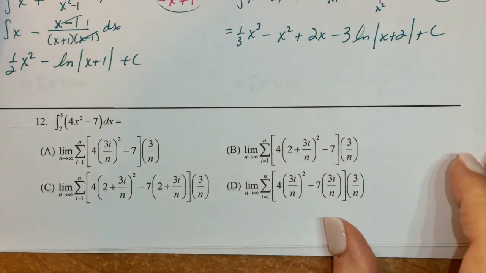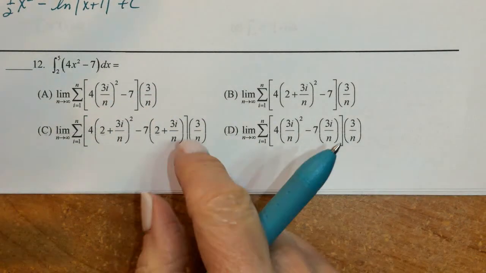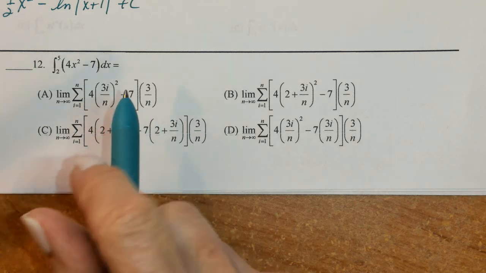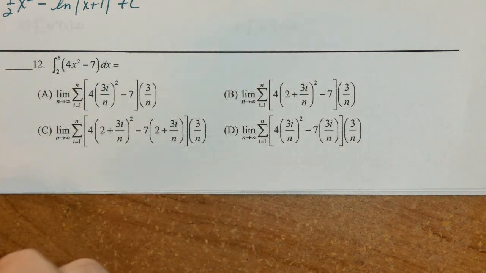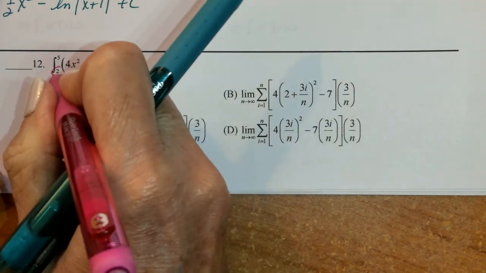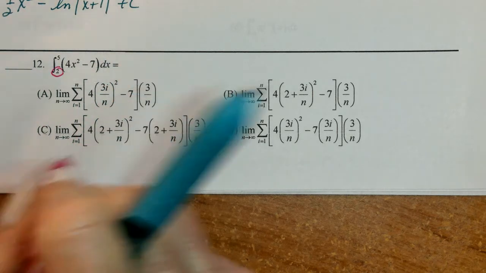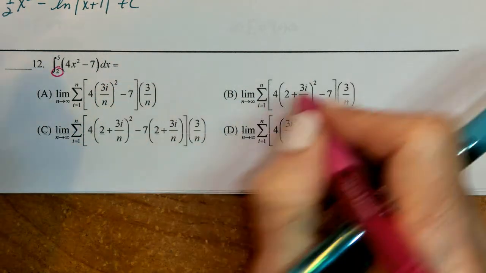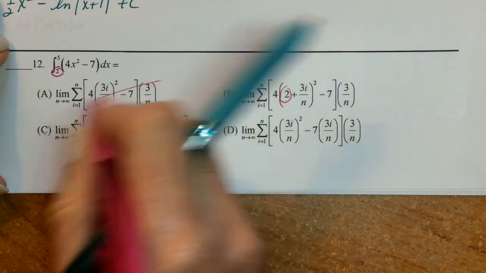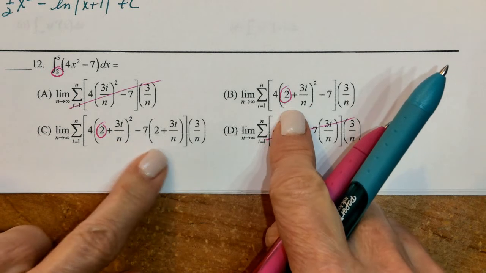Okay, number 12. We've got one of these types of questions where they're asking us, do we know that Riemann sum definition of a definite integral? So what I look for first, I see a 2 here, so I know I'm going to need a 2 in front of each of my little sets of parentheses. So I see the 2 here, I see the 2 here, I don't see it here, I don't see it there. So I've narrowed it down to these 2.